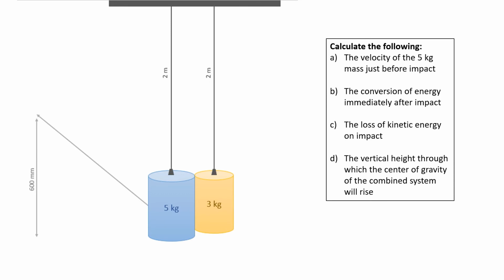Calculate the following: the velocity of the 5 kilogram mass just before impact, the conversion of energy immediately after impact, the loss of kinetic energy on impact, and the vertical height through which the center of gravity of the combined system will rise. Pause the video now to work through the problem on your own, or keep watching for the step-by-step solution.